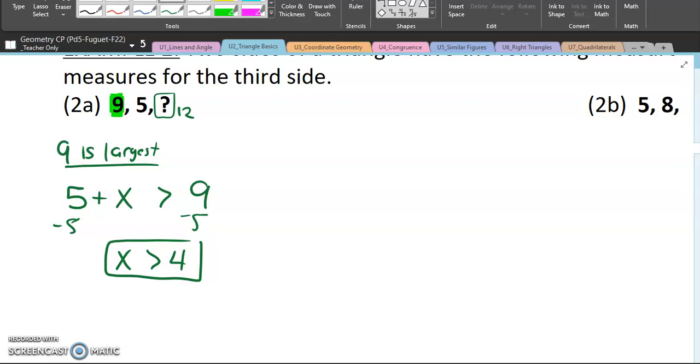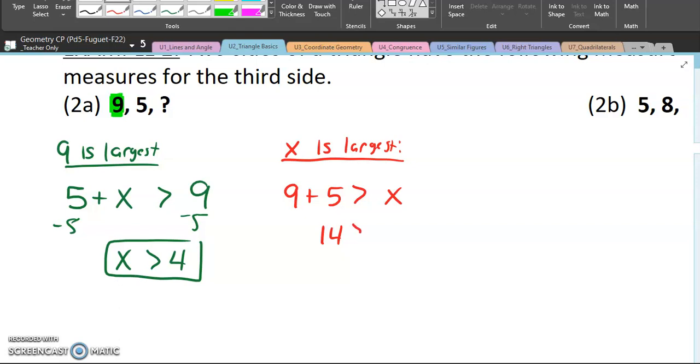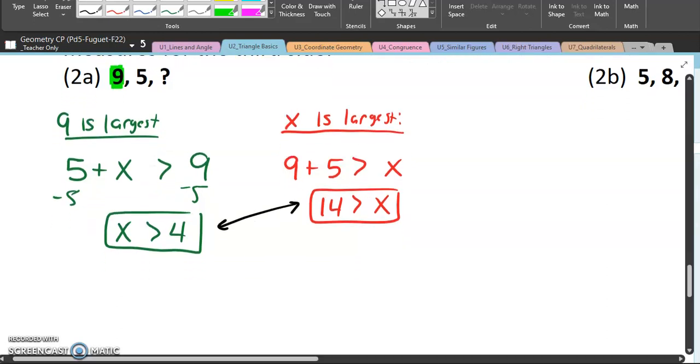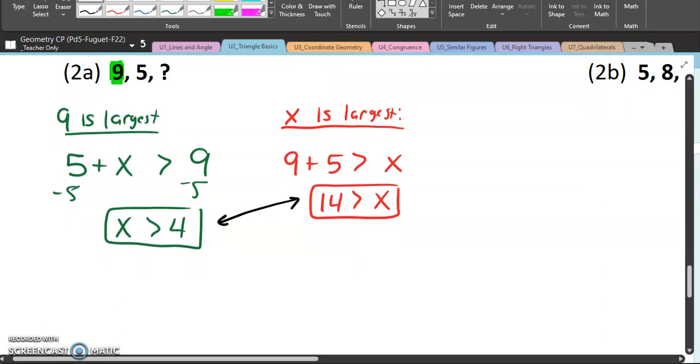I get that. But remember that we have to test the other way around too. So while x is greater than 4 is great, once x becomes bigger than 9, 9 is no longer the biggest side, and so we must consider a second scenario. What if x is the largest side instead, since we have no idea what x could be? In this scenario, we would say 9 plus 5 is greater than x, and 9 plus 5 is 14. Therefore, what we've created here by looking at these two answers is a range, a smallest and a greatest value of what x could be.